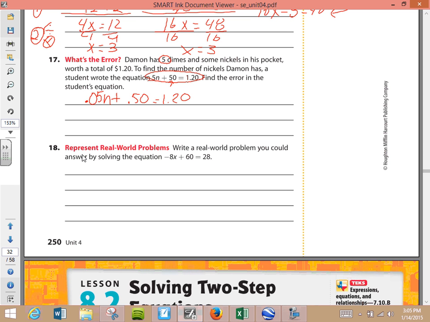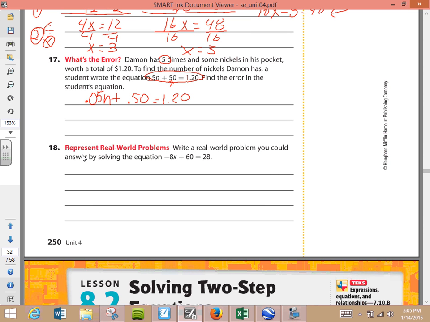Real world problem. That means something that happens in real life. Come on. Anybody? All right. Don't be ashamed. If it's wrong, it's wrong. I'm not going to be like, oh, you suck. No, I'm just going to correct it.